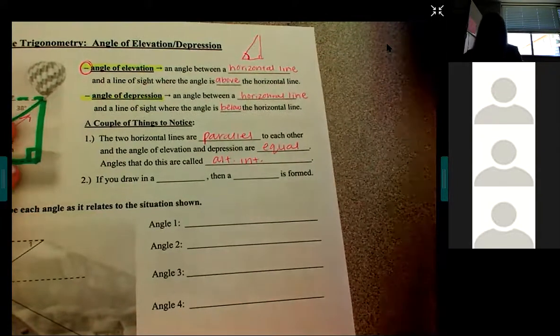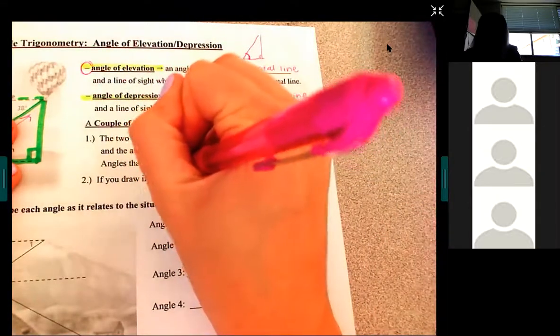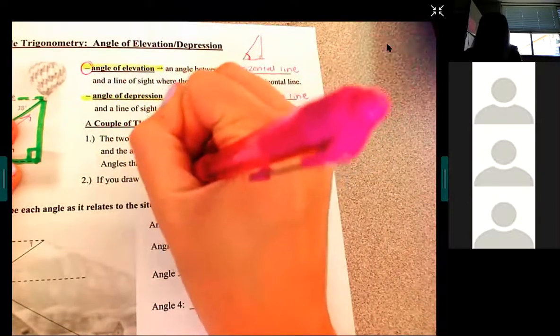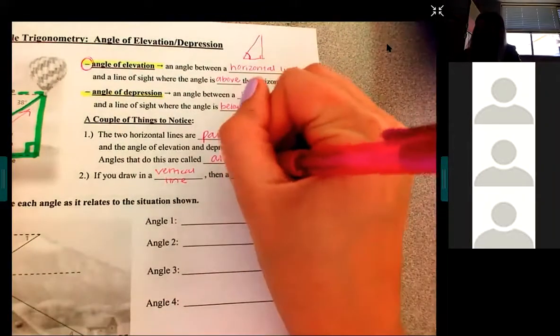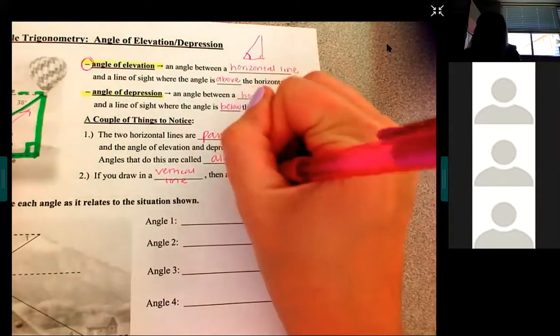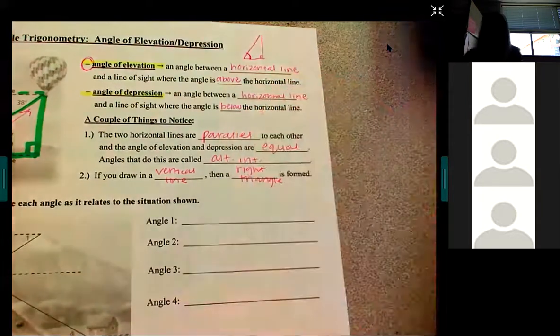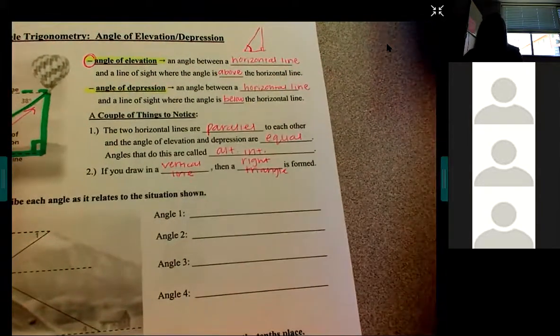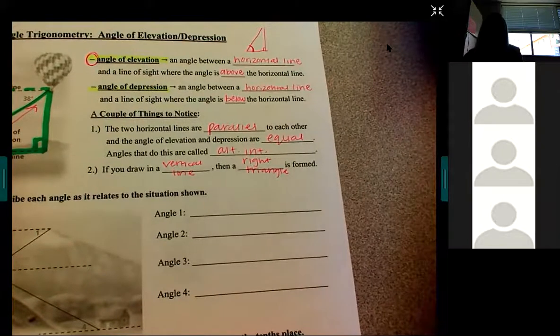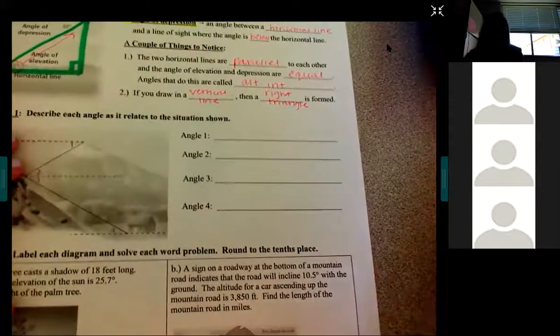And then the last part, if you draw in a vertical line, like I did over here, then a right triangle is formed. So all we're doing is dealing with word problems where we have to draw triangles and then use trig to solve. Capiche? I don't feel like I need to do all these ones off the note sheet, so I'll probably just jump around, okay?